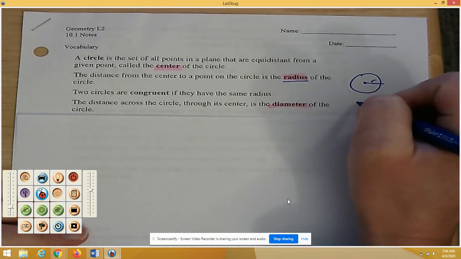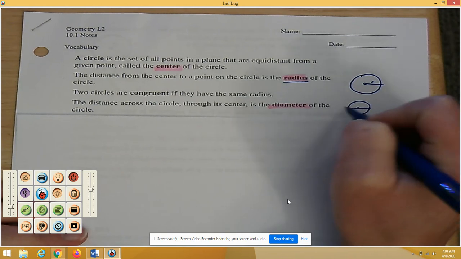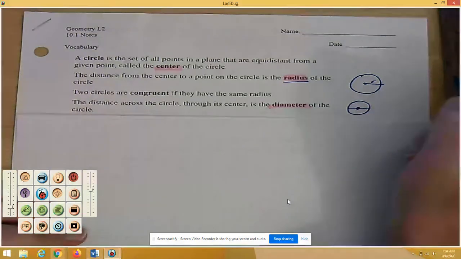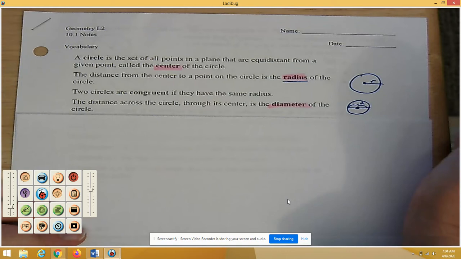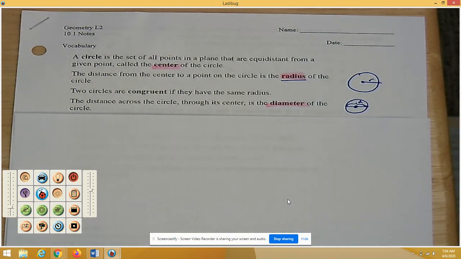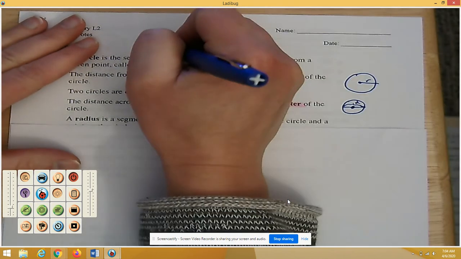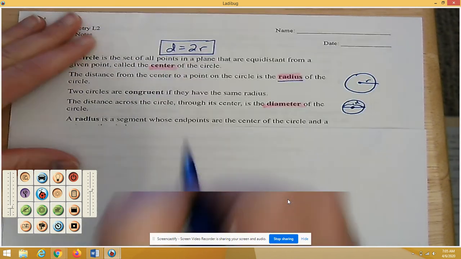If you have a circle and you have a radius and then another radius going straight across, that is a diameter. So this is a diameter here. I'm going to try to put in a little bracket and a D. So all the way across, all the way to the other end is the diameter. You will notice there is a relationship between the radius and the diameter in that the diameter equals 2 times the radius. And that is something that we will use a lot.